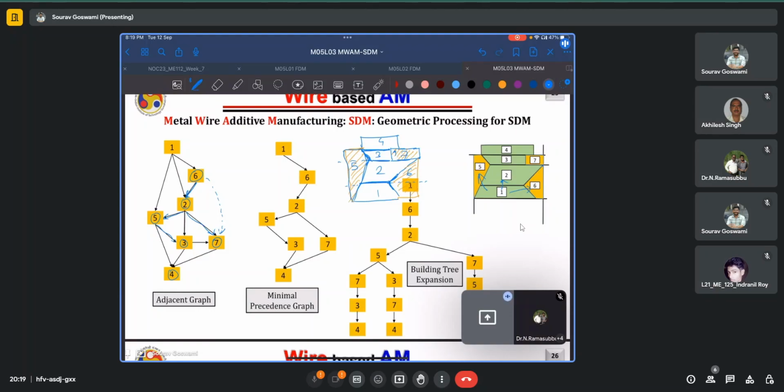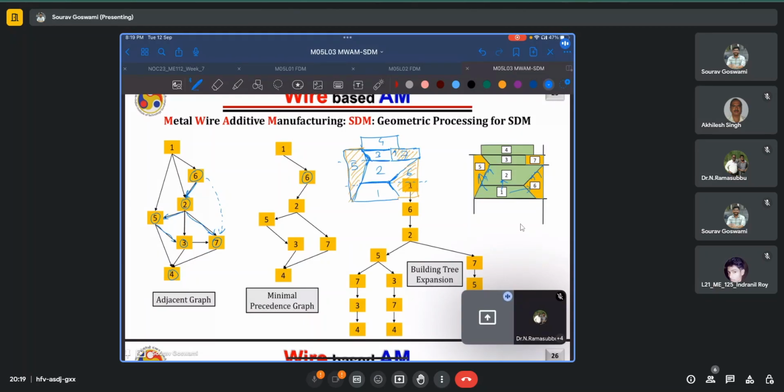Now we want to construct the minimal precedence graph, which tells us which is the minimum part I can deposit, beyond which further deposition will become impossible. So for example, here I have written 6 after 1. The reason is that if I do not deposit 6, then 2 cannot be deposited because 2 will require support in this region. If 2 is not deposited, 5 also cannot be deposited because 5 requires support here. So once I have deposited 1, my only option is to deposit part 6.